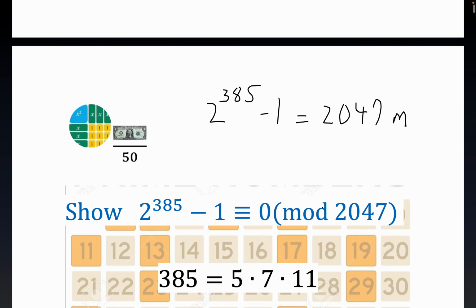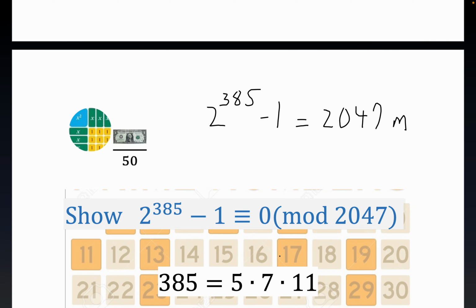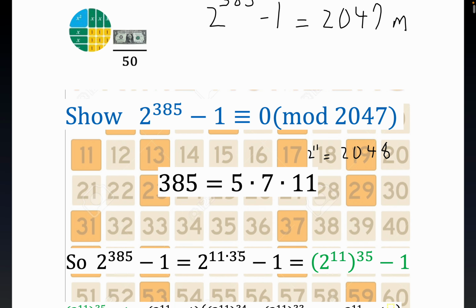Now the prime factorization gives us a little bit of insight here. Notice this 11 right here. Recall that 2 to the 10th is 1,024, and 2 to the 11th is 2,048. Now we have 2048 minus 1 right above here, and that motivates the next piece of algebra here.